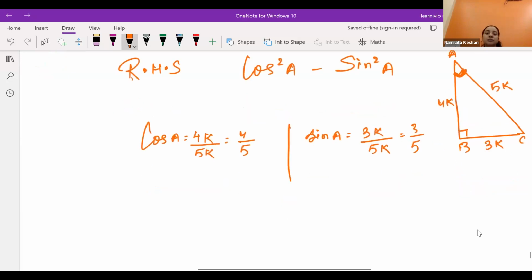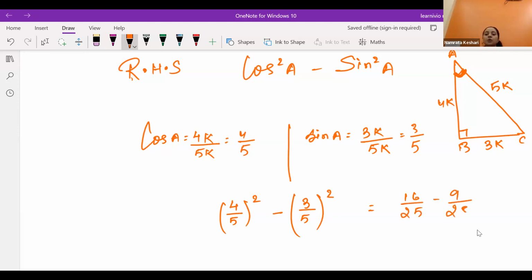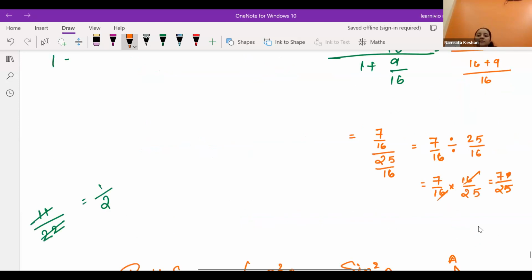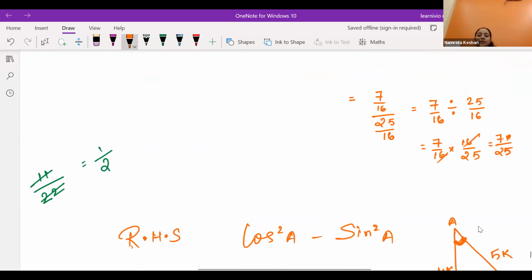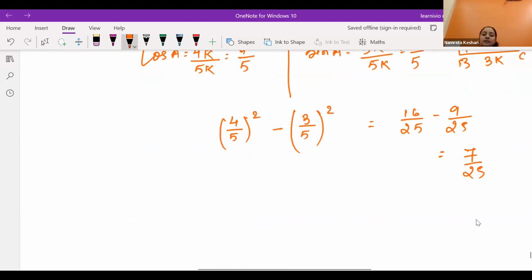Now let's substitute the values over here. Cos square, that means 4 by 5 whole square, minus sin square, that means 3 by 5 whole square. Let's do it. 16 by 25 minus 9 by 25. What will be the result? 7 by 25. And that's what we got from the left hand side also. So we can say that the left hand side is equal to the right hand side.